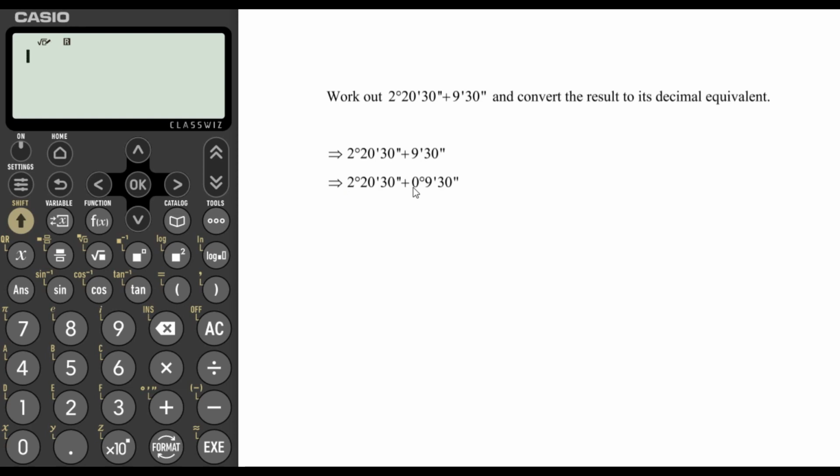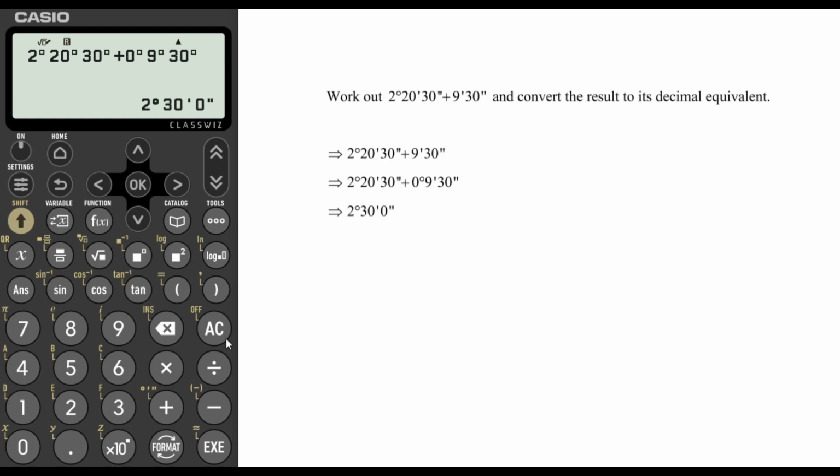So how do we go about inputting this into our calculator? Well, we have to use the sexagesimal feature. Sexagesimal is a gold function, and it's accessed by pressing Shift then the plus button. We have 2 degrees, 20 minutes, 30 seconds plus 0 degrees, 9 minutes, 30 seconds. And if we press execute, we end up with 2 degrees, 30 minutes, 0 seconds.